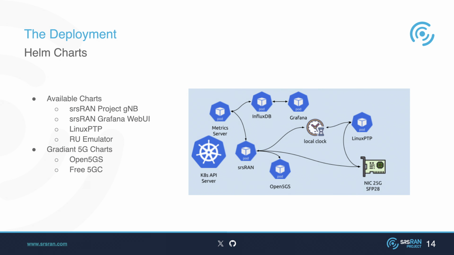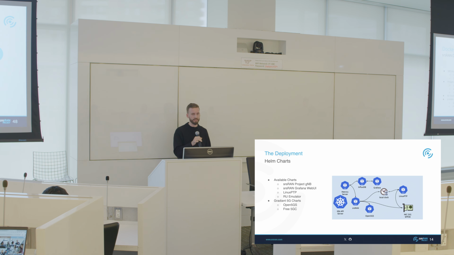So before deploying anything in Kubernetes, you need to have Docker images. We provide Docker images for Split 8 and Split 7.2 with AVX512 and AVX2. You can find them on our public Docker Hub repository. We also include images for Grafana, for Linux PTP, for the RU emulator, and some more, which we don't use here now, but you can have a look if you want. All of the Dockerfiles are available on GitHub, so you can also build the images yourself.